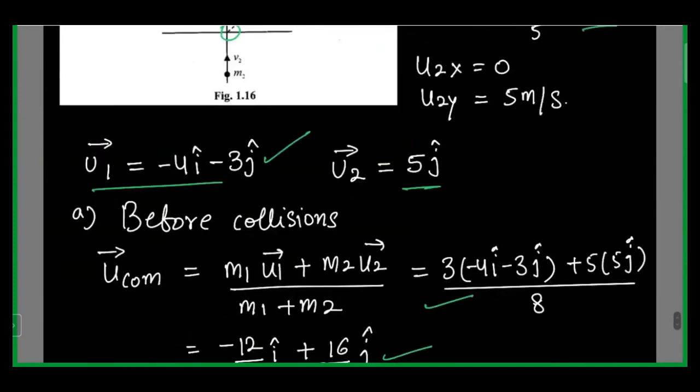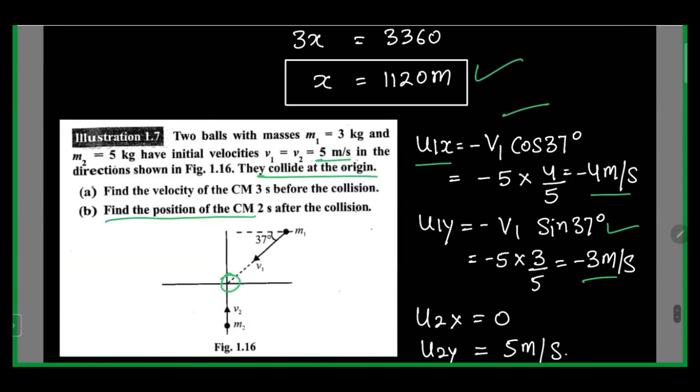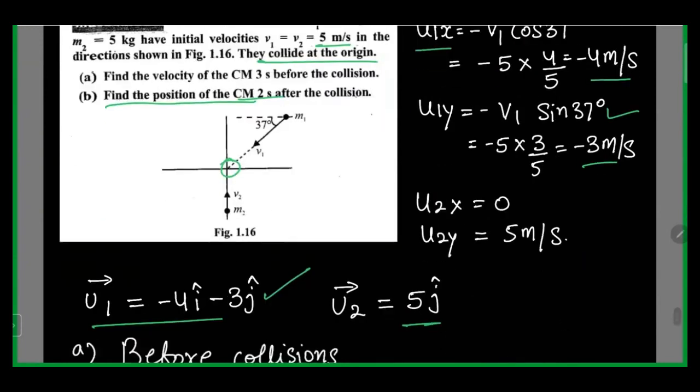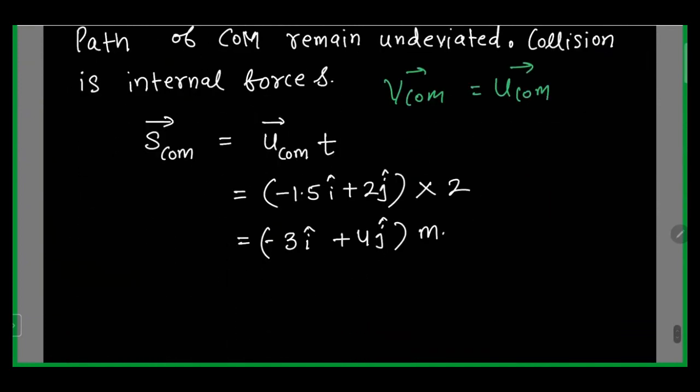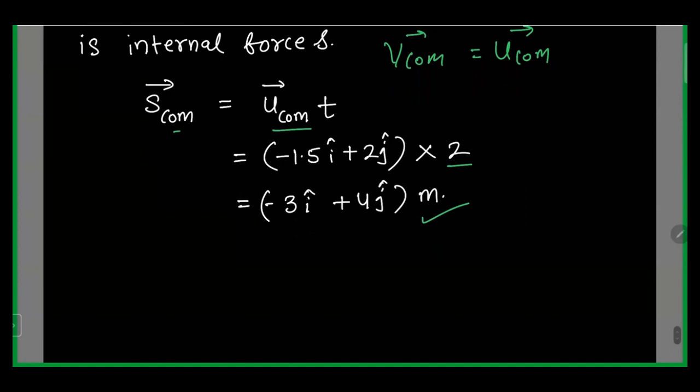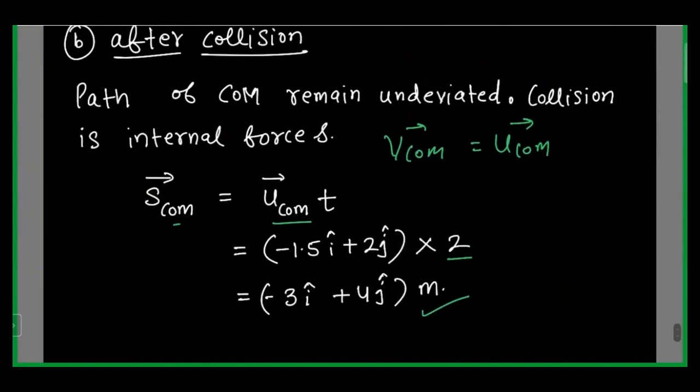Now, what will be the position? What is the question asked to you? Find the position of center of mass after 2 seconds. So how much distance will it cover? S equals ut. It's a very simple formula. So u cm, you have found in the previous question, and time you also know, which is 2. If you multiply these two things, you will get your answer as minus 3 i cap plus 4 j cap. So this was about the position of your center of mass.